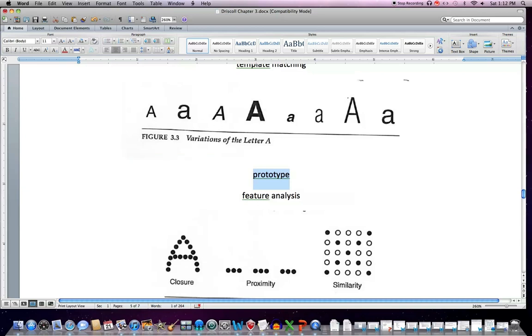Okay? Another is feature analysis. This theory basically says that what you have for your definition of a phenomena, such as A, is a definition that consists of a list of features. And these features match up with the phenomena that you're sensing in your sensory memory, and you find a match and recognize it.